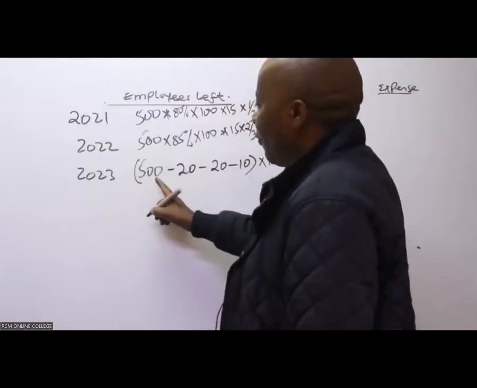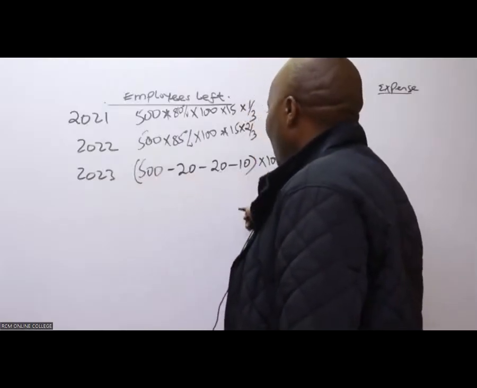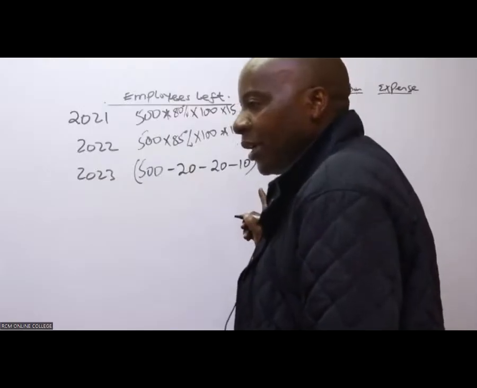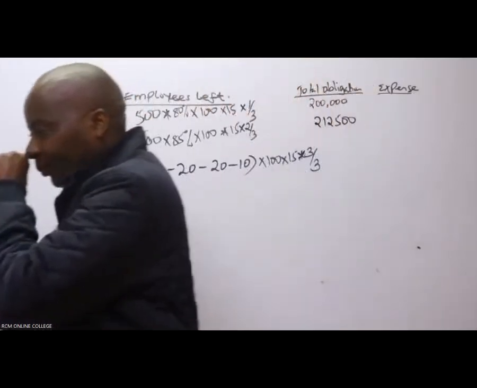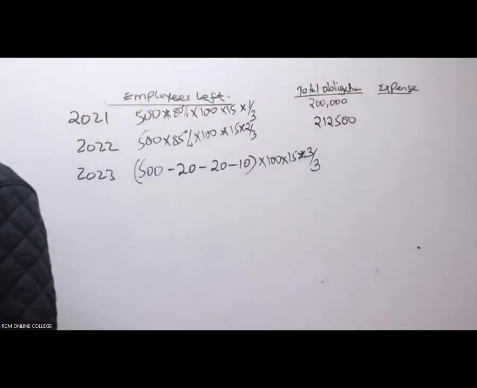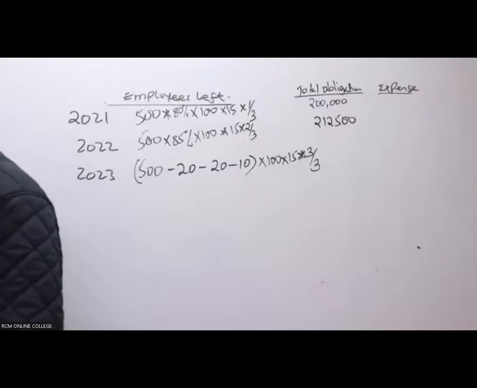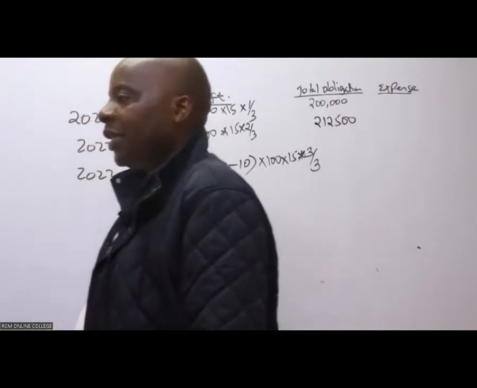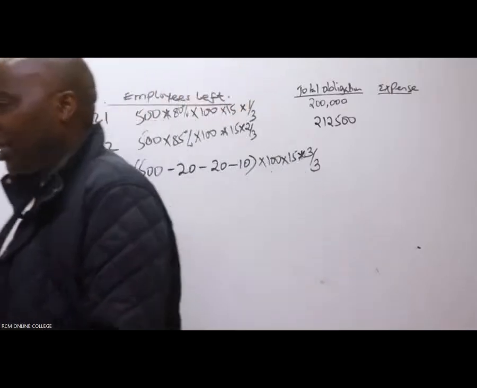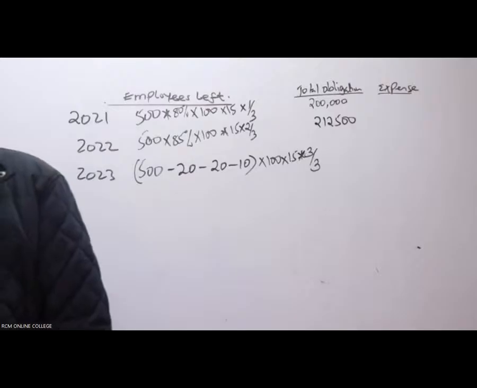Open your brackets nicely: 500 minus 20 minus 20 minus 10, you close, times 100 times 15 times 3 over 3. How about the last one? $225,000, all right? Is the last one 225,000? Check nicely.